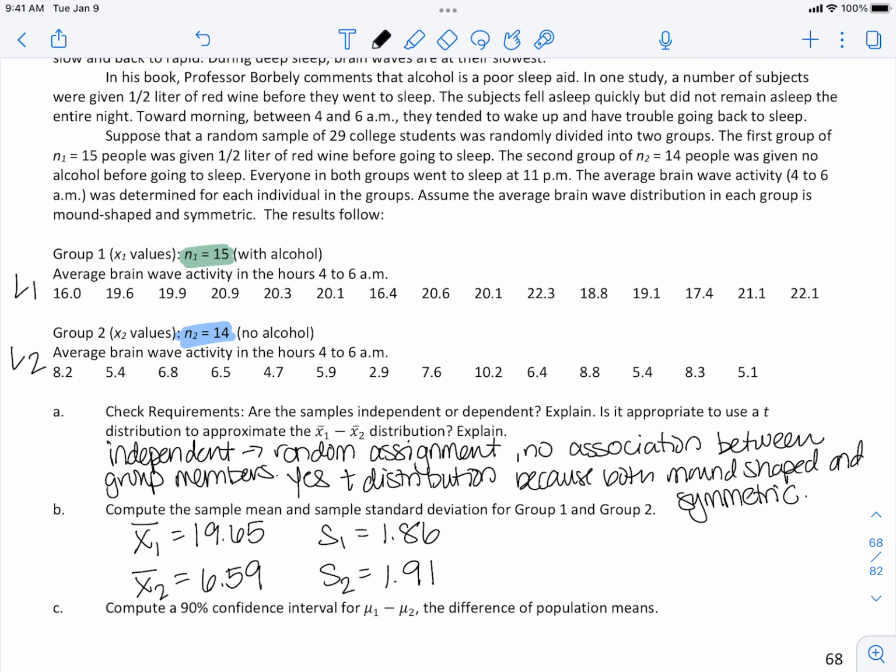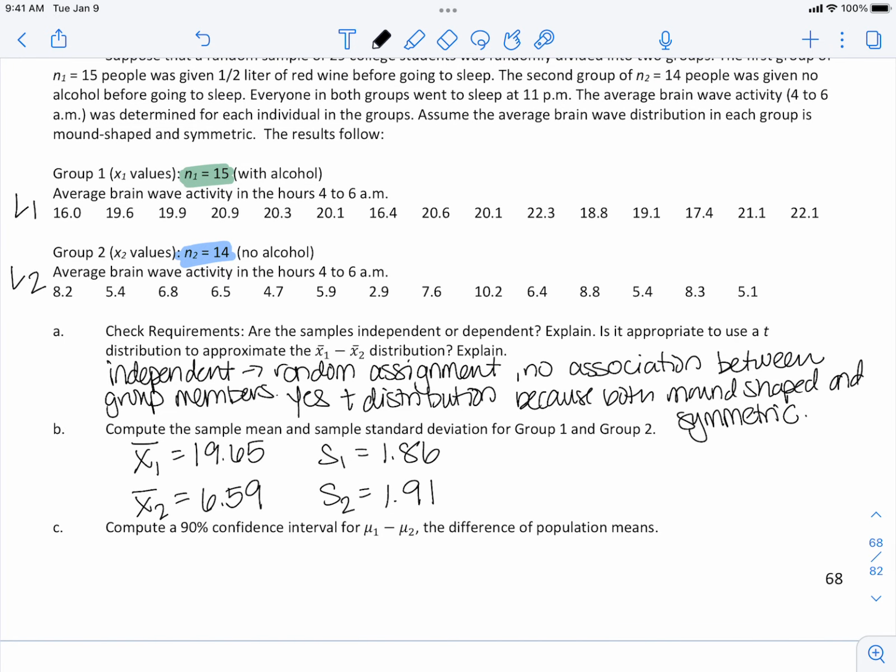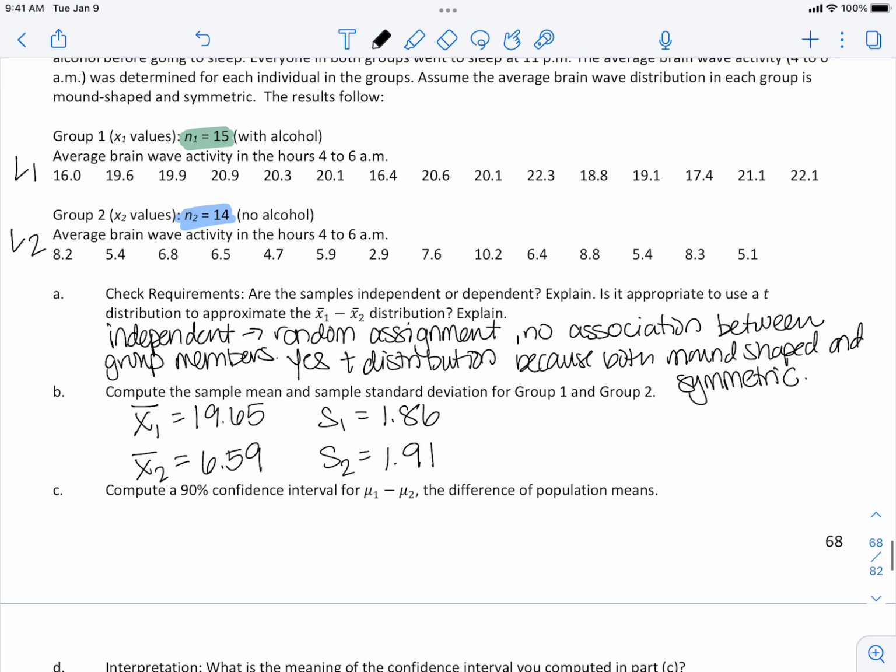So now we need a 90% confidence interval for mu1 minus mu2, the difference of population means. So for this one, I'm going to show you how to do this one in your calculator because we already entered all the data there. So you're going to go Stat, Tests, and this time you're going to go down to choice 0, the 2 sample t interval. It's choice 0 on your calculator.